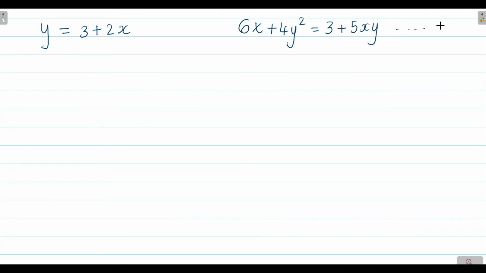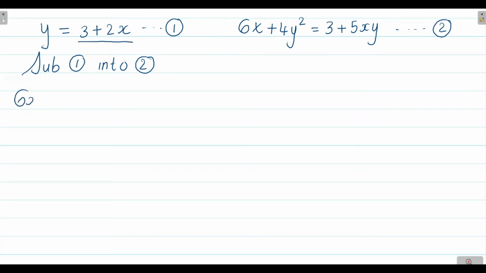So this is my equation 2, and this is my equation 1 from the previous slide. We're going to substitute equation 1 into equation 2, so where we see a y in equation 2, we're going to put 3 plus 2x. It's going to be 6x plus 4 times 3 plus 2x, all squared, because it's squared there, which is equal to 3 plus 5x times 3 plus 2x, because where you see y, you put 3 plus 2x.